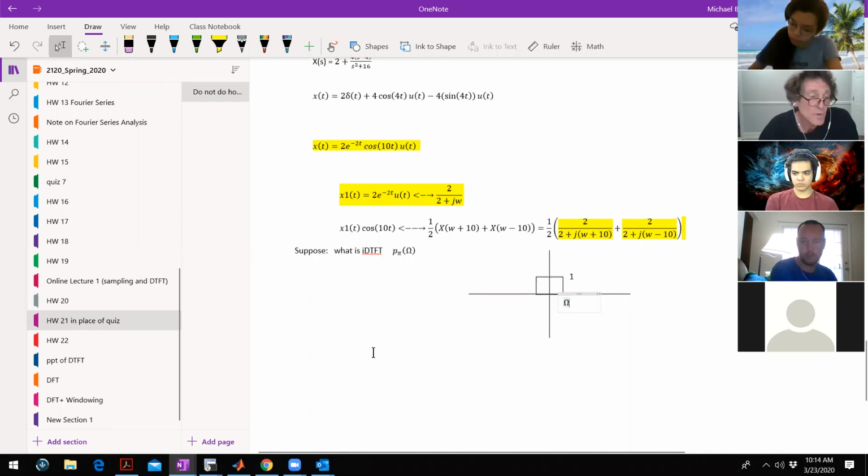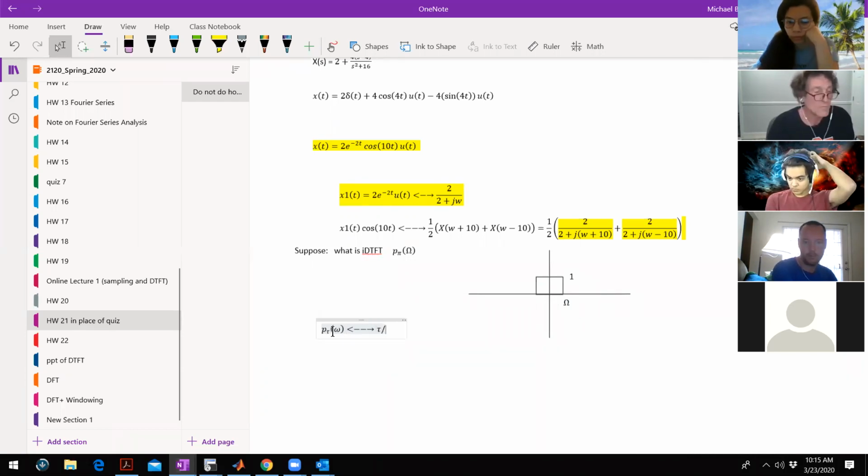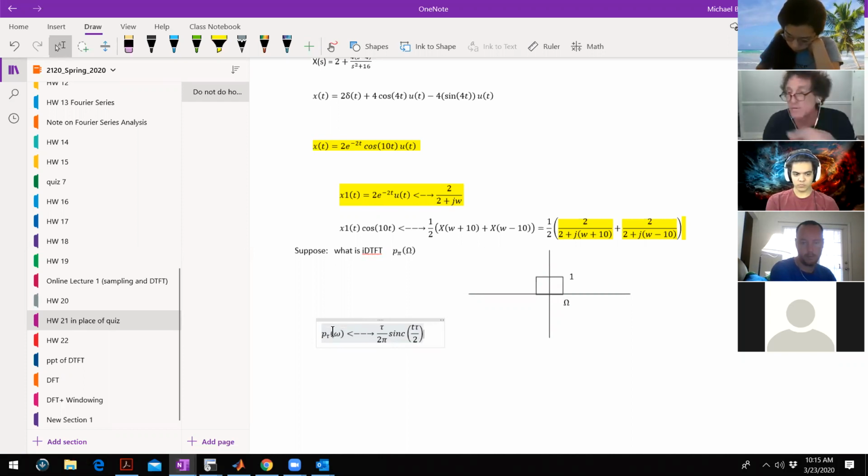If we allow, but what do we know? If we have this function, if we have p tau of omega, remember this one? That goes as really tau over 2 pi, right, times the sinc of t times tau divided by 2. Do you all remember that? That's the inverse, but I did the two.